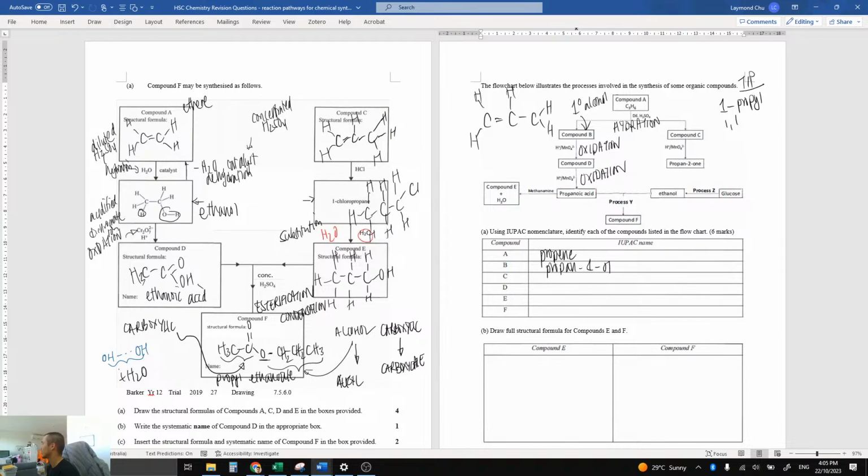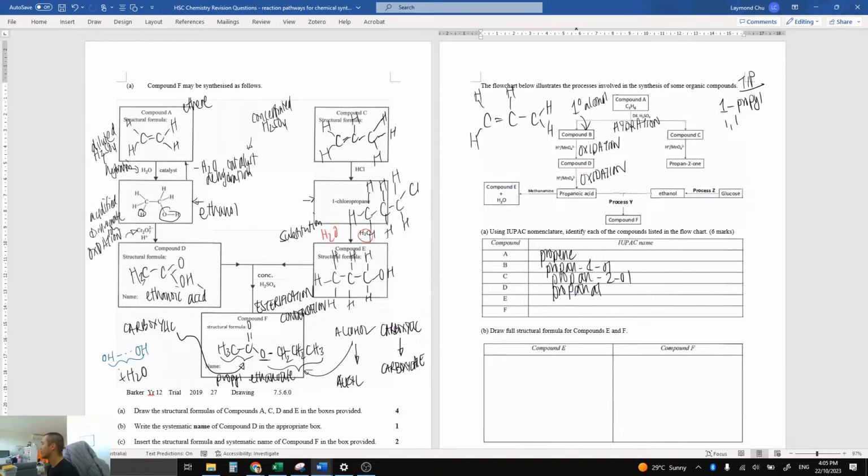Just as a tip. C, so it's an isomer of B. The only isomer of B, with propan-1-ol, is propan-2-ol. Very straightforward, hopefully. D, oxidation of compound B. We know it's a primary alcohol and there's an intermediate product for oxidation, which is your aldehyde. So we know our propanal is our aldehyde counterpart to a 3-carbon chain aldehyde.